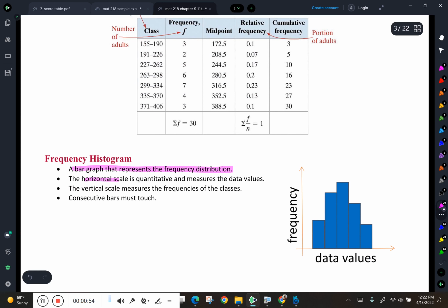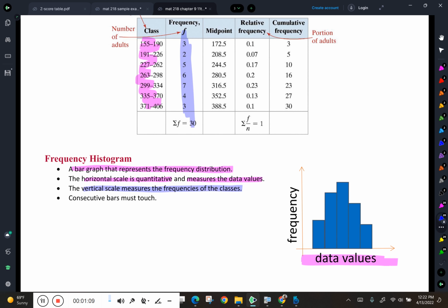The horizontal scale is quantitative and measures those data values. That's going to measure your classes. That's going to be your horizontal scale. And then the vertical scale measures the frequencies, and so that's going to be these guys right here.